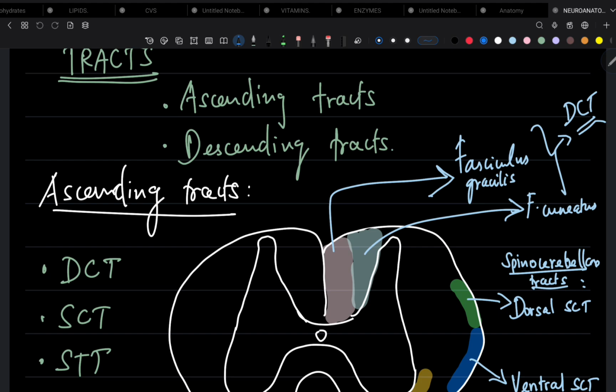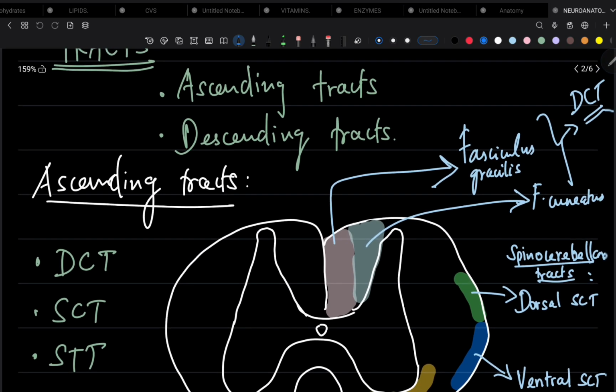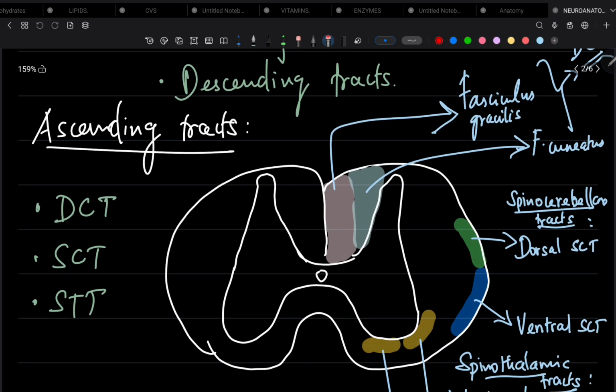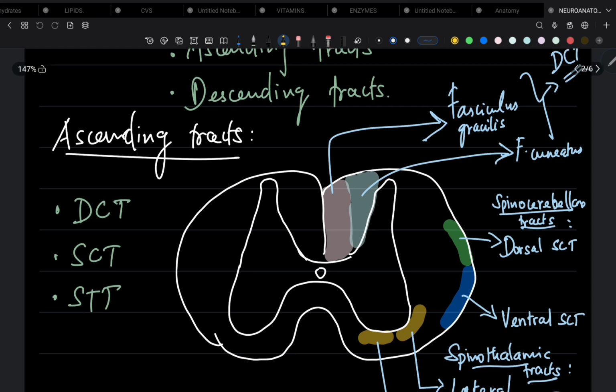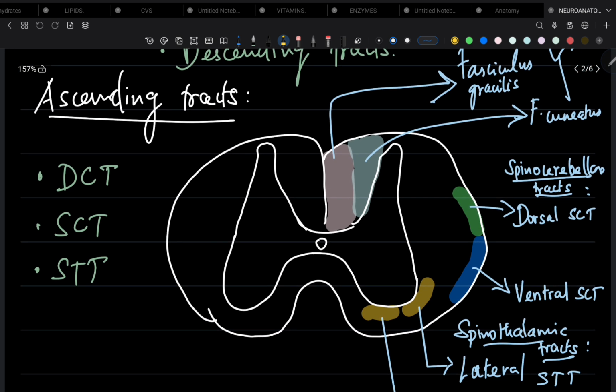The ascending tract is the one that carries information from the body parts to the brain, and descending tracts are the ones which carry information from the brain to the body parts. There are three types of ascending tracts, as you can see here: dorsal column tract, spinocerebellar tract, and spinothalamic tract. And this is the pictorial representation of the three types of ascending tracts.